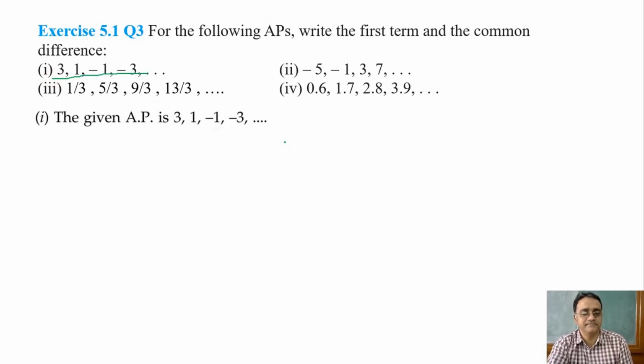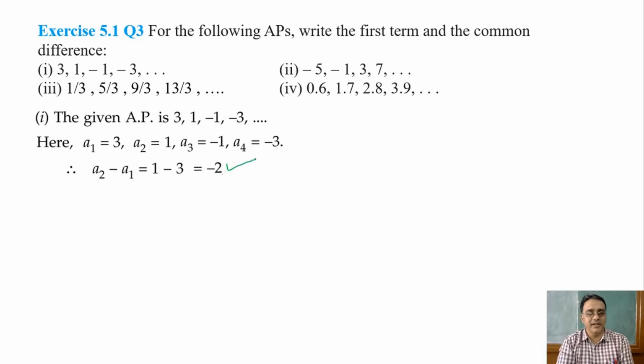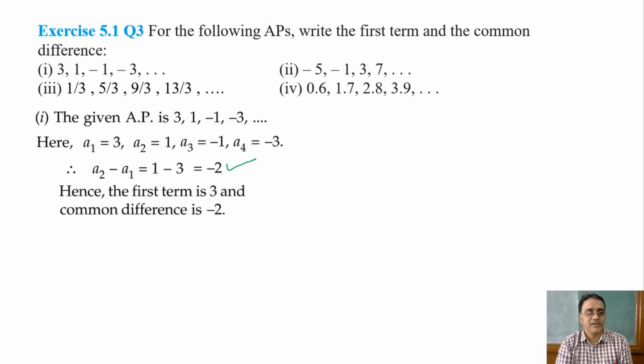What is the first term? 3. And this is A1, A2, A3, A4. Okay. And the first term is 3. And how will you calculate common difference? A2 minus A1, right. So 1 minus 3, what you will get? -2. So the first term is 3 and the common difference is -2. Any doubt? No, sir.